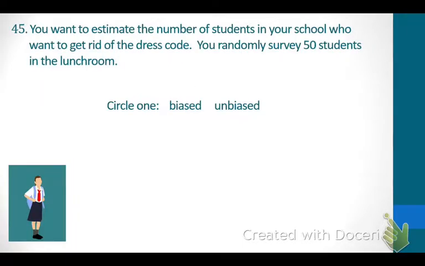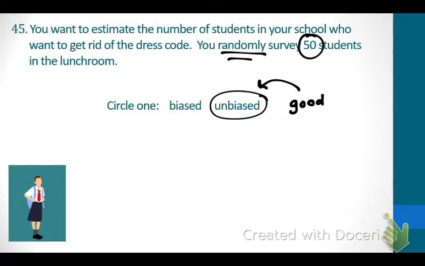Let's move on. Another one just like this. You want to estimate the number of students in your school who want to get rid of the dress code. So you randomly survey 50 students in the lunchroom. What do you think, biased or unbiased? This is definitely unbiased. The unbiased opinion is what we're looking for. That's a good opinion. Why? Because it's large and random. Okay, 50 students, that's a large amount, and you want it to be random.